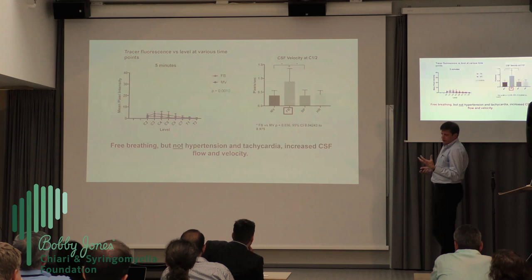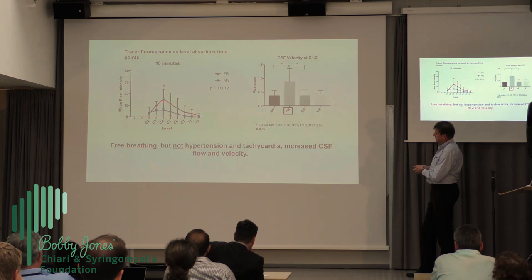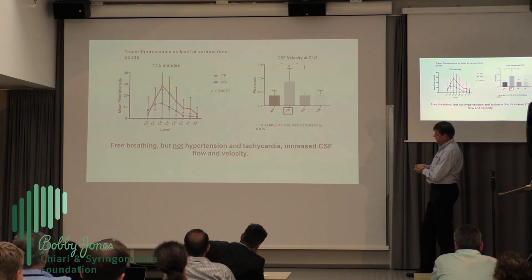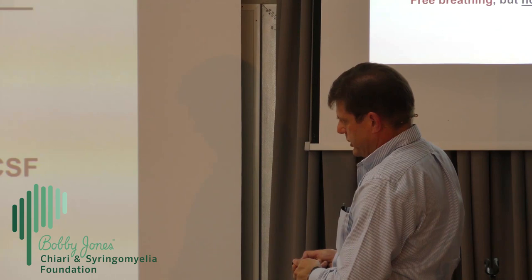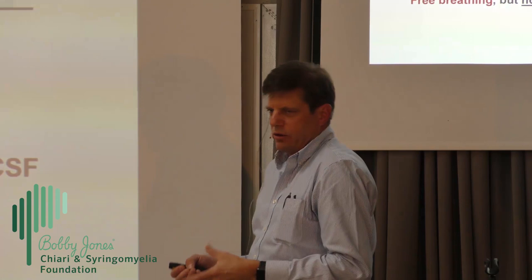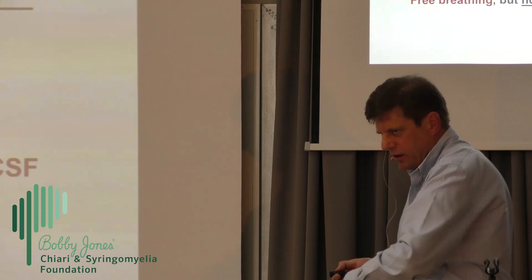And we can quantify that by quantifying the fluorescence signal and looking at it over different time periods. And there is a significant difference in the group of animals that have free breathing compared to the positive mechanical pressure ventilation animals. So the point about that is that free breathing, or negative intrathoracic pressure periods, caused an increase in the fluid flow in the subarachnoid space through the cervical spine, but it didn't matter whether we altered the blood pressure or the heart rate.